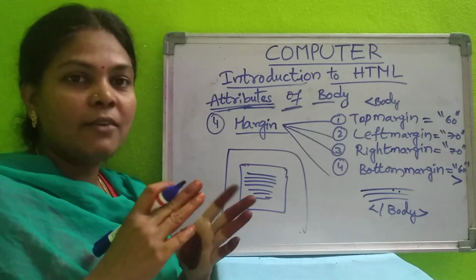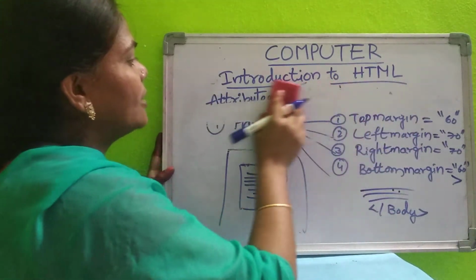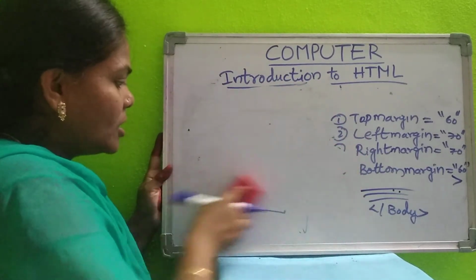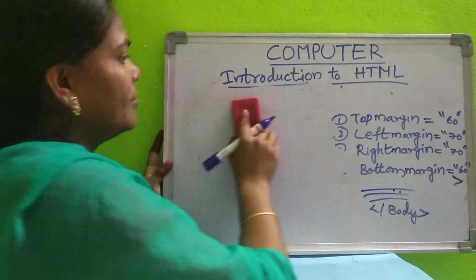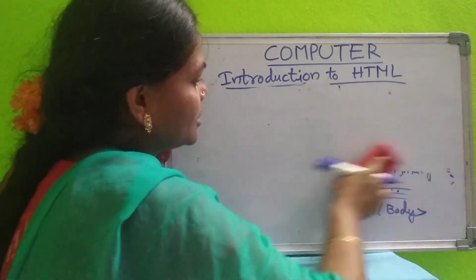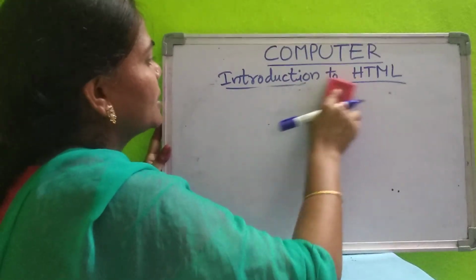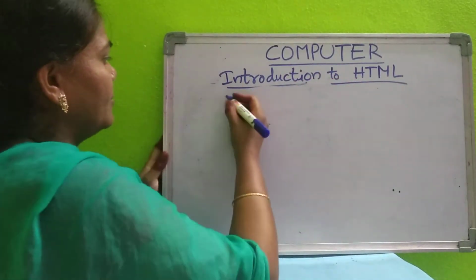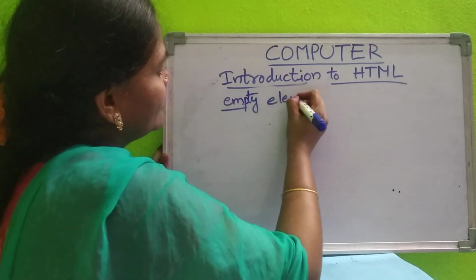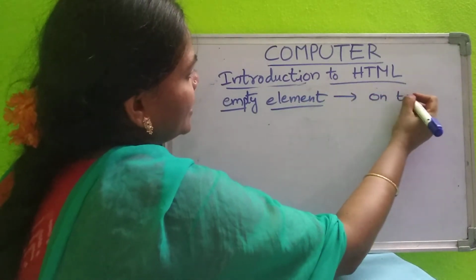In the textbook, you have 4 programs and one more is the empty element. Isn't it? So last one we have is the empty element. Empty element is nothing but break element and HR, horizontal rule. So 2 empty elements. Till here all these are the content elements. So next one is empty elements. In the previous class I explained what empty elements are. Empty element is nothing but which has only an on tag, no off tag.